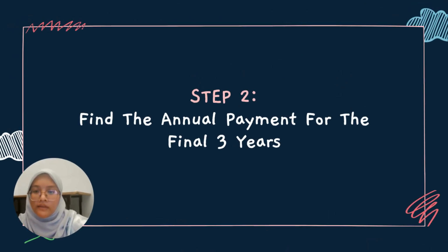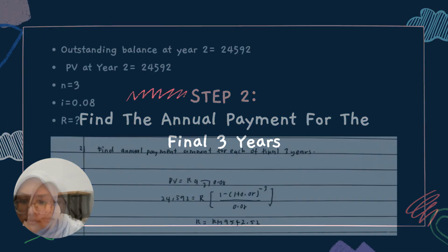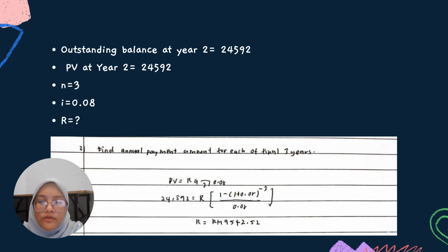Next, we can find the annual payment for the final 3 years as we get the new PV at the end of year 2, which is 24,592 ringgit. Here, the PV is 24,592 ringgit, the term is 3 years and our interest rate remains 8%. We use the standard ordinary annuity formula to solve for the regular payment R and get that the required level annual payment for each of the final 3 years is exactly 9,542 ringgit 52 cents.